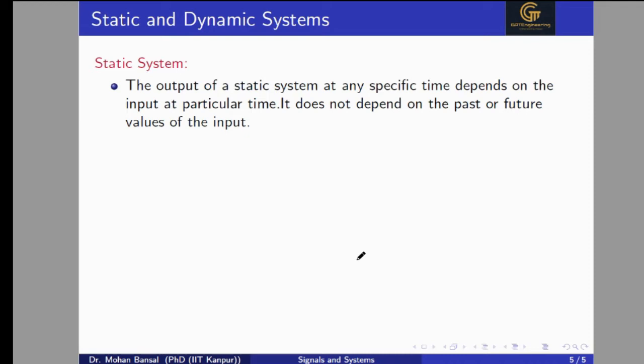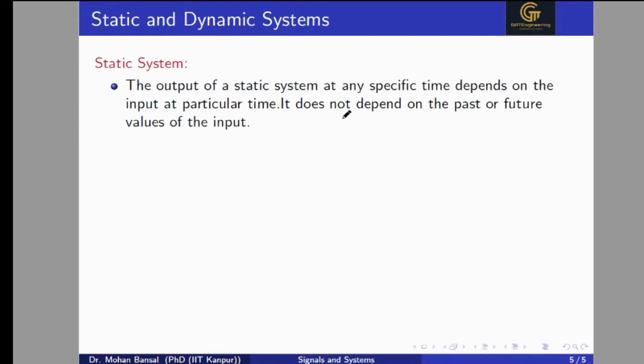Now we'll talk about the static and dynamic system. A system is said to be static if its output depends only on the present value of the input signal. Only on the present value of the input signal. If it is depending on the past value as well as future value, the system will become dynamic.